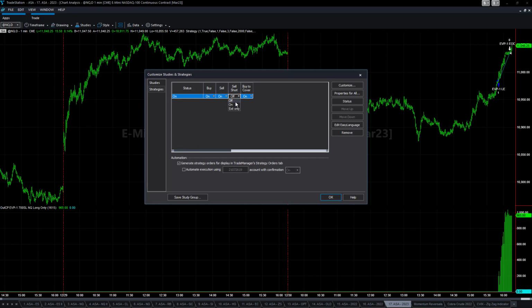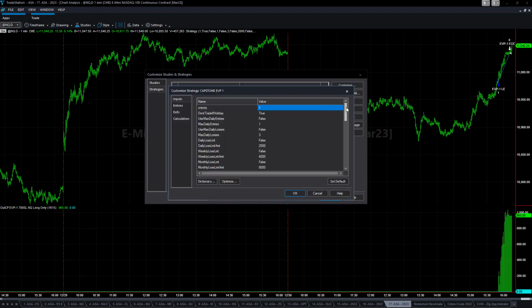You could also use short entries as an exit only. So it wouldn't actually take a short entry, but it would use a short entry to exit a long trade if there was one. But right now, it's set to off. And let's look at the inputs on this. The inputs are the same. I have not changed any of the entry inputs. The exit inputs have changed.